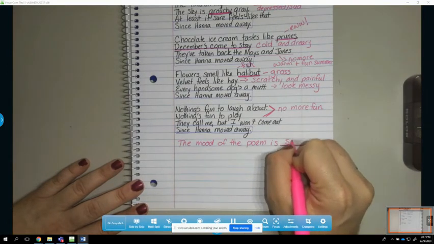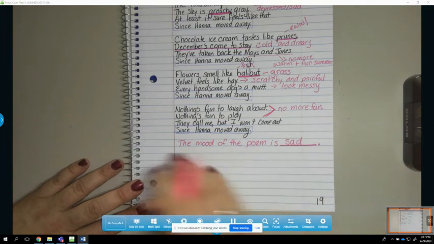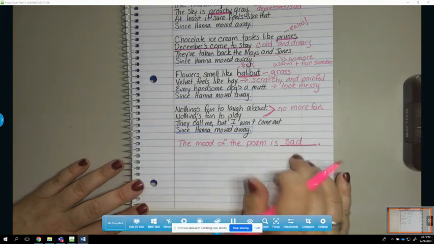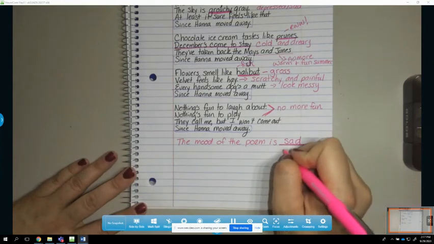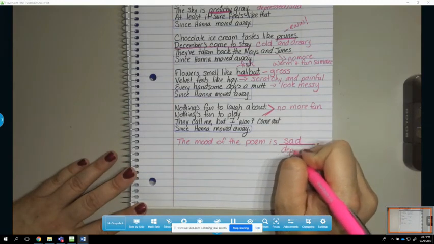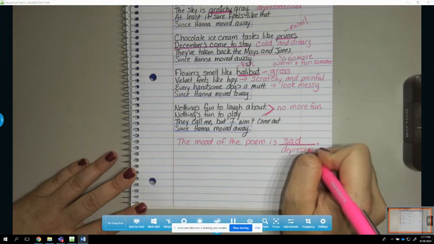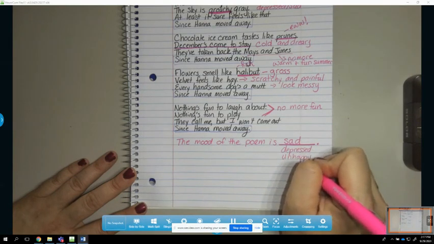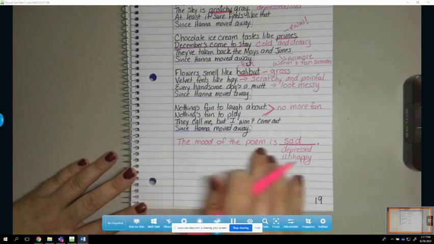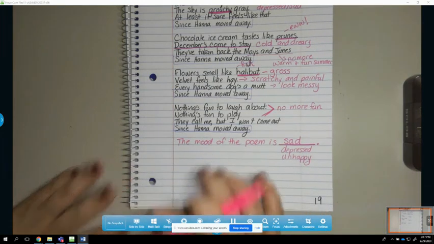Well, no, I'm going to go ahead and give you guys, since this is our example. The mood of the poem is sad. Or if you wanted to use a higher academic word, you could say depressed or even unhappy. All of those would be very good reflection of what the mood of this poem is.